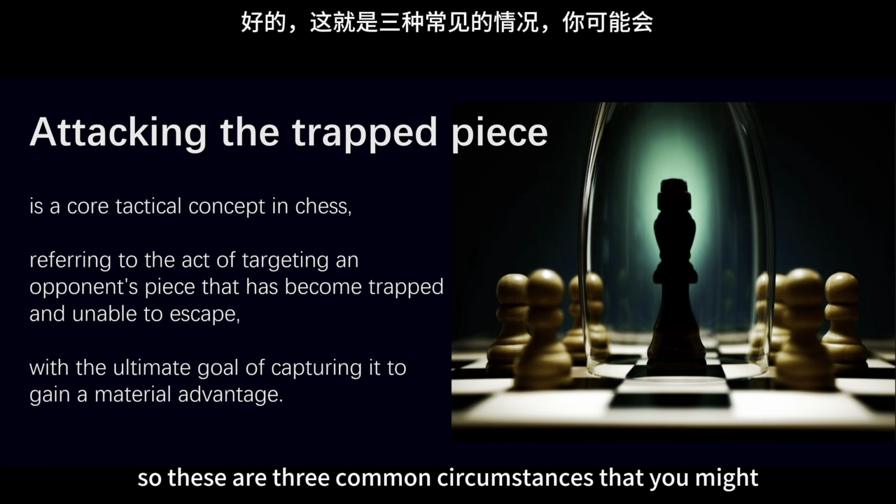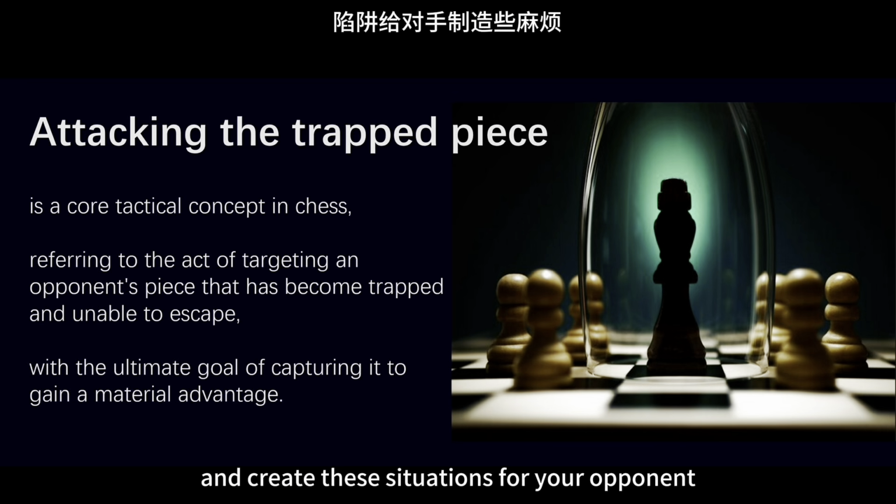So these are 3 common circumstances that you might encounter in playing the game, when you can either trap and capture one of your opponent's pieces, or you might want to be aware of your own pieces being trapped. It is one of the most effective ones because people just simply don't notice them. So when you're playing a chess game, try to avoid them yourself and try to find and create these situations for your opponent.